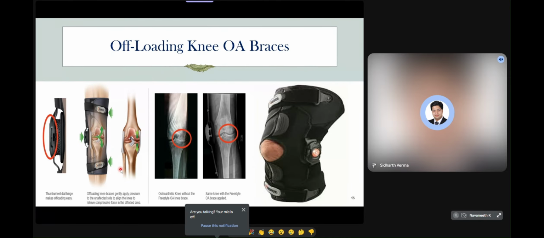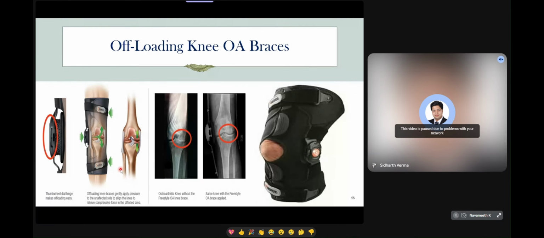And you have to buy this brace, which some people consider expensive. So maybe it will come for say 15,000 or whatever. And people think that this is a very expensive brace, and then they go on Amazon and they buy similar looking models. So what is an offloading brace?